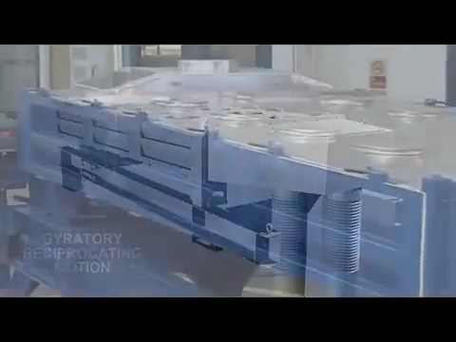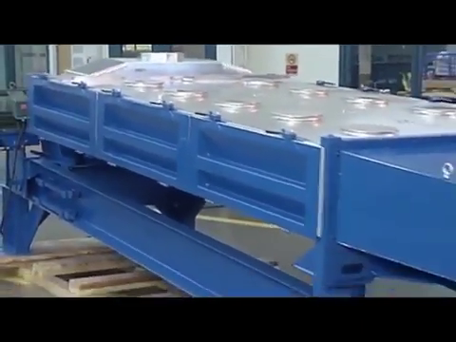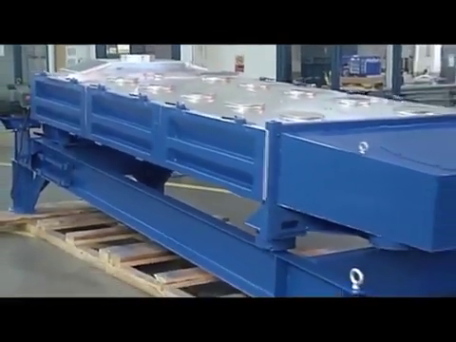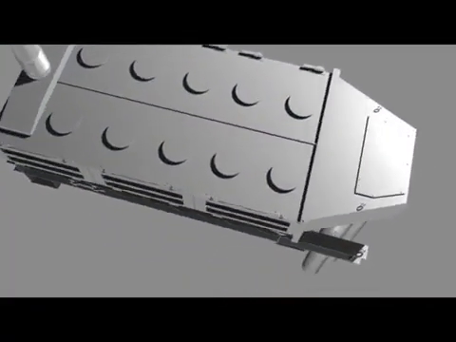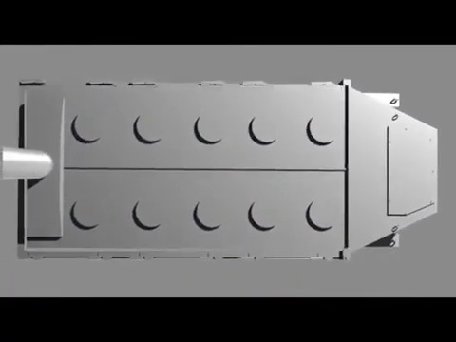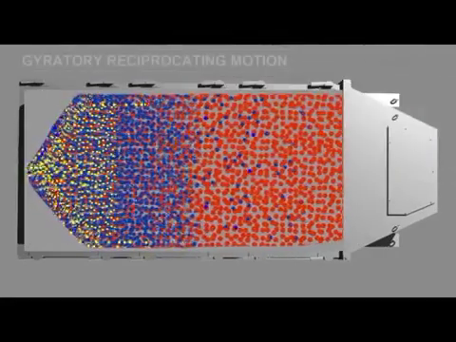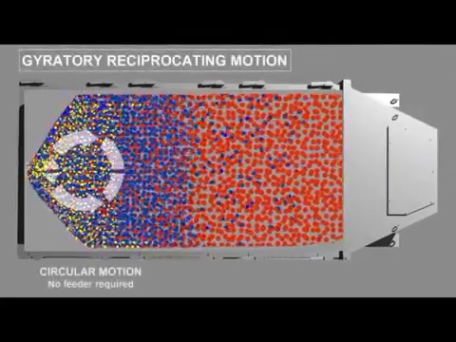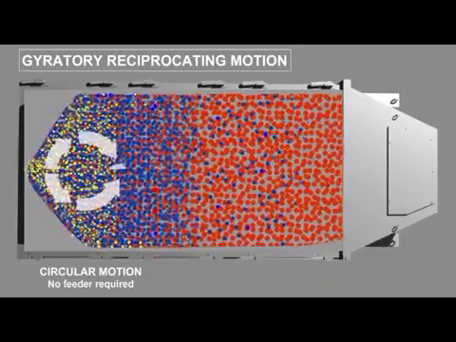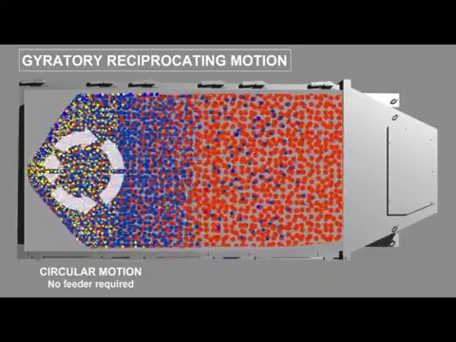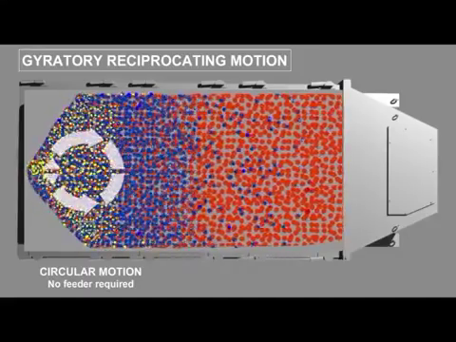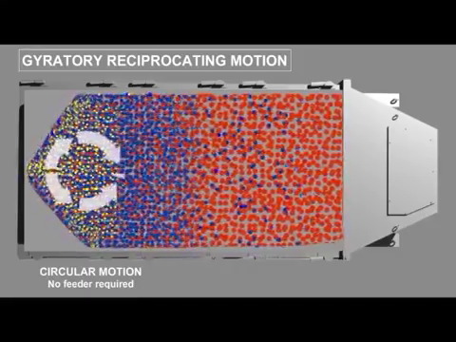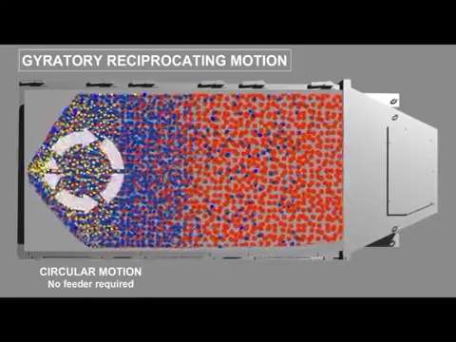The motion as seen in this clip of an Apex screener by Rotex is very effective for accurate separations. This gyratory reciprocating motion, as it is called, has three distinct actions. The first, where the incoming feed enters the machine, is a gyratory motion. The motion quickly spreads the particles across the full width of the screener and starts stratifying the flow and conveying it down the screen surface.